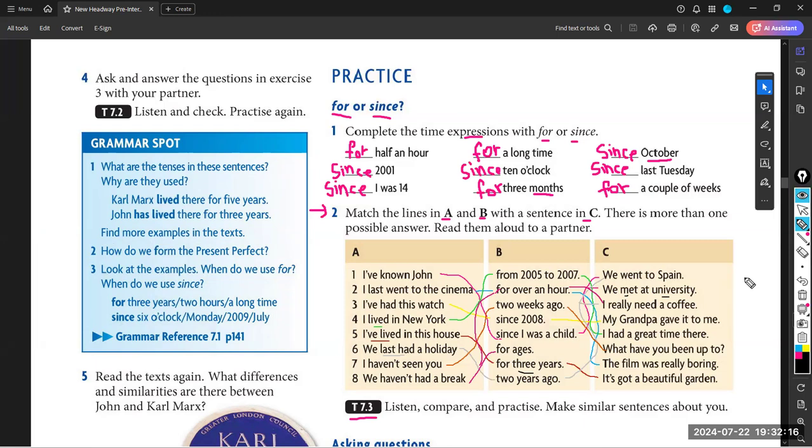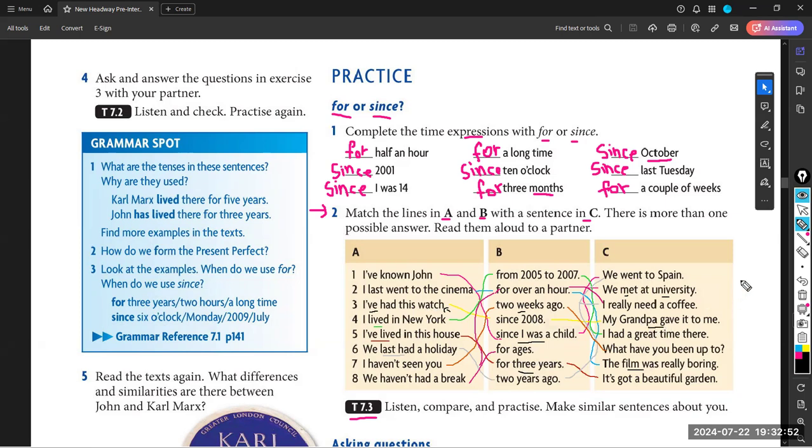2. I last went to the cinema 2 weeks ago. The film was really boring. So 2 weeks ago, this is it. Okay, 3. I've had this watch since I was a child. My grandpa gave it to me. So I've had this watch because the watch is still with me. I use the present perfect since I was a child. And my grandpa gave it to me.